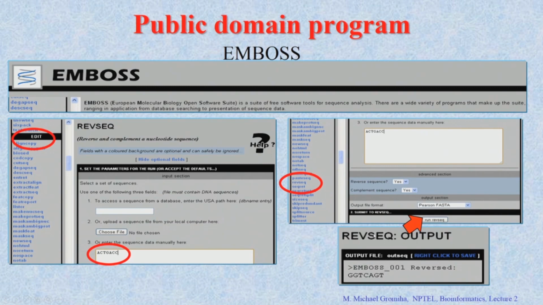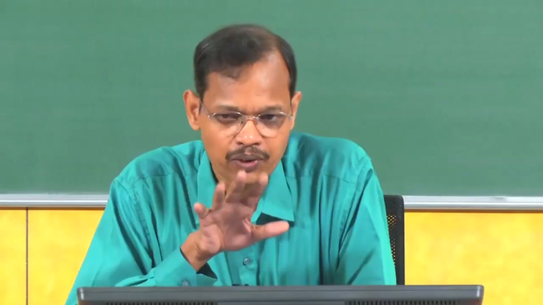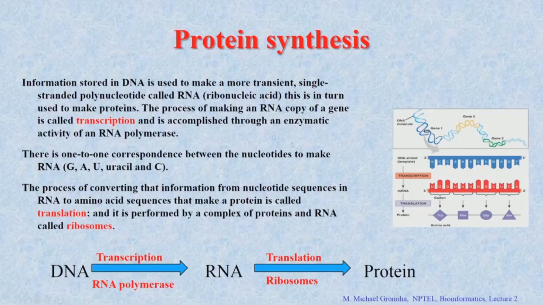Now, the next step is when you have the DNA sequence, you can translate this into proteins, right. What are the two steps involved in protein synthesis? One is transcription and the second is translation, right. In transcription, DNA is converted to messenger RNA, and in translation, messenger RNA is translated to proteins. So, there are two steps.